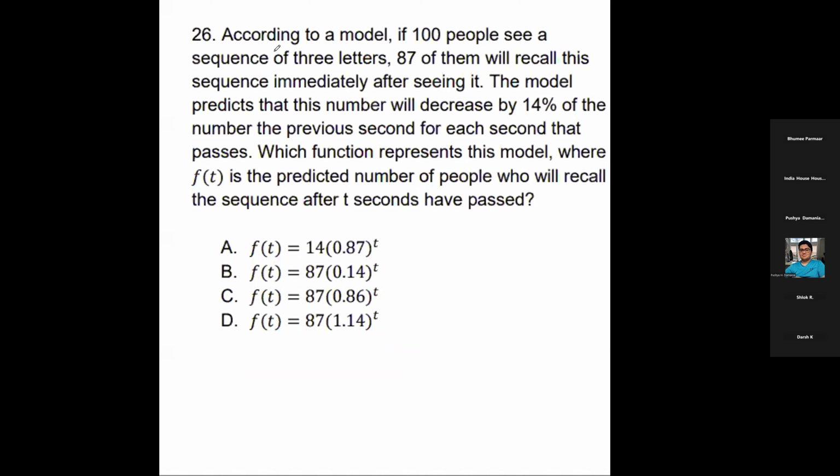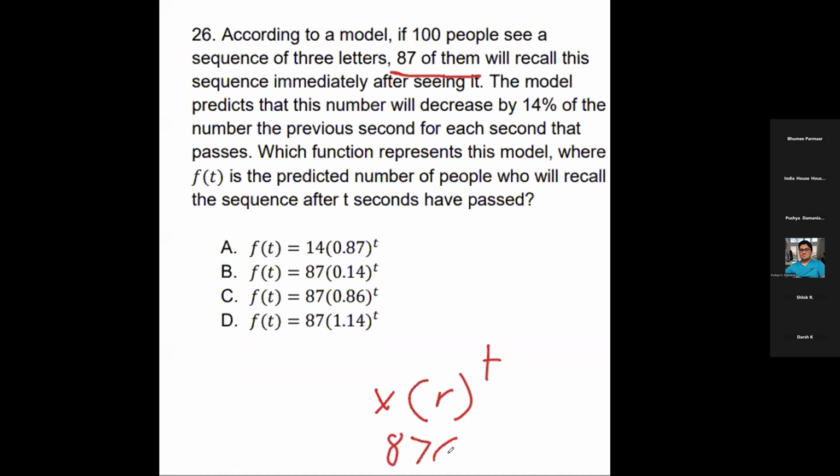Okay, so for question 26, if 100 people see a sequence of 3 letters, 87 of them will recall this sequence immediately after seeing that. So for any exponential function, we have a base, and then we have the ratio, and then we have time. In this case, we just don't change time. So our base in this case is 87 of them. That is the initial value.